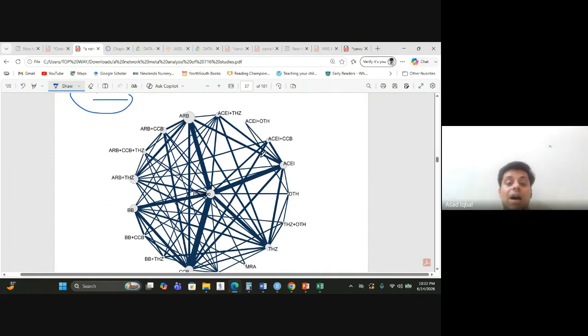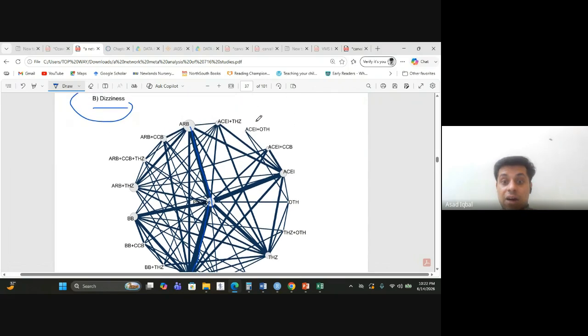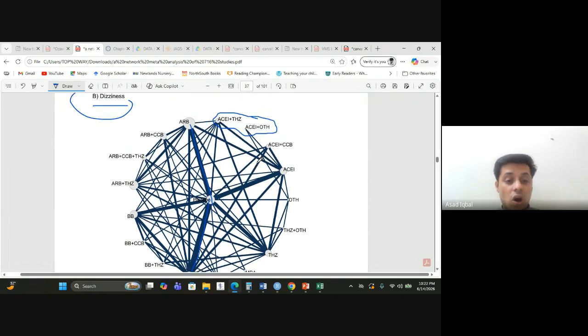But now, ARBs versus placebo have a very thick line, and calcium channel blocker versus placebo also has a very thick line. Now if I ask you, is there any line connecting ACI plus THZ and ACI plus OTH? Is there any line connecting these two things? No. Is there any line connecting ARB and these things? No.